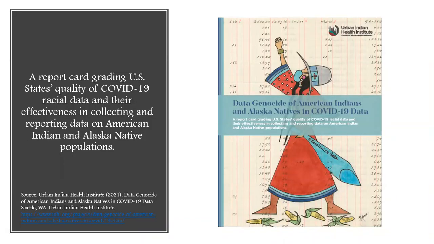And so here's a report that I pulled from the Urban Indian Health Institute, and this is a very recent report. I like to go outside of the text a bit from time to time to give you a little bit more than what is in your text. I think this report is very timely and relevant given what we are experiencing in the pandemic. The title of the report is "The Genocide of American Indians and Alaska Natives and COVID-19 Data." It's a report card that grades the US states' quality of COVID-19 racial data and their effectiveness in collecting and reporting data on American Indian and Alaska Native populations.